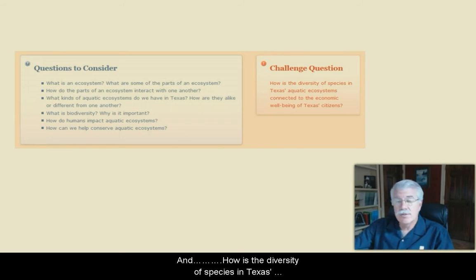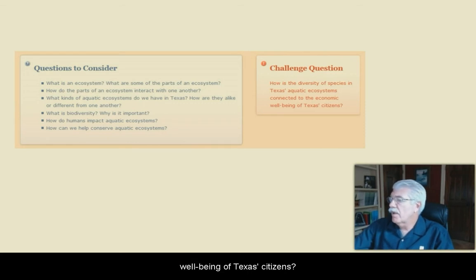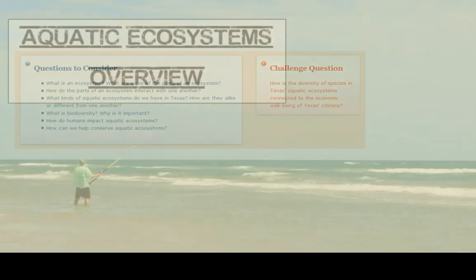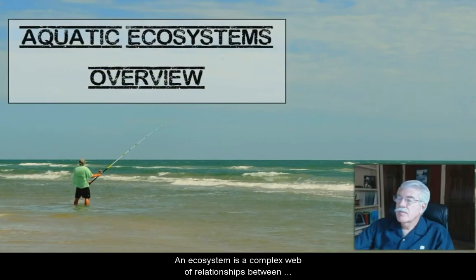An additional question for discussion: how is the diversity of species in Texas's aquatic ecosystems connected to the economic well-being of Texas citizens? Let's get started.